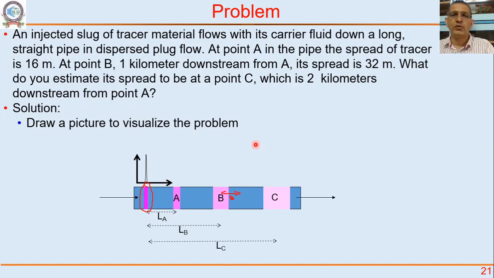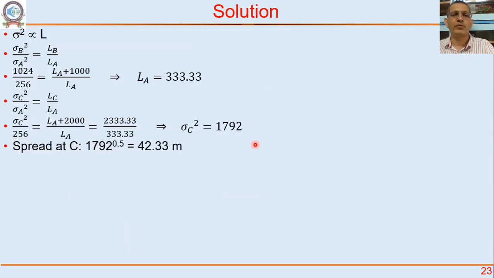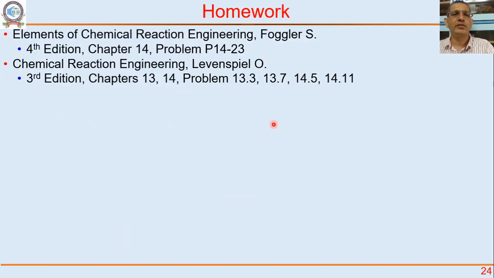Okay, so we'll stop this lecture here. Some problems for you. In the fourth edition of Fogler's book, chapter 14, do problem number 14.23. In Levenspiel's book, third edition, the material that we have covered here is in chapters 13 and 14. You can do problems 13.3, 13.7, 14.5, 14.11.